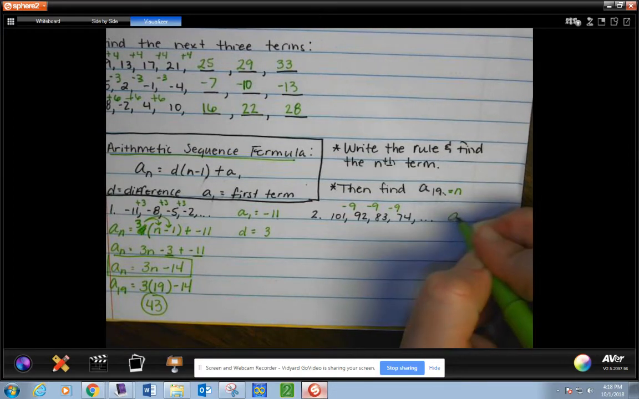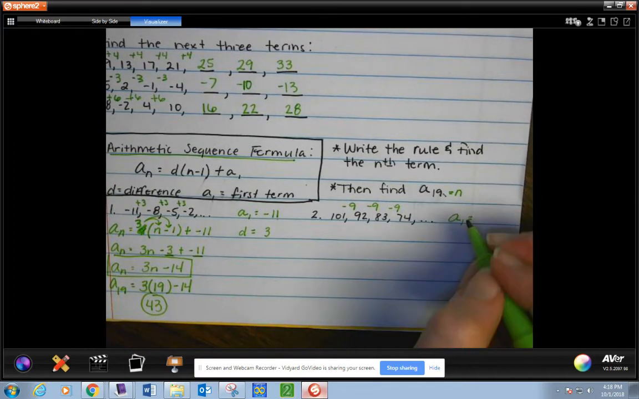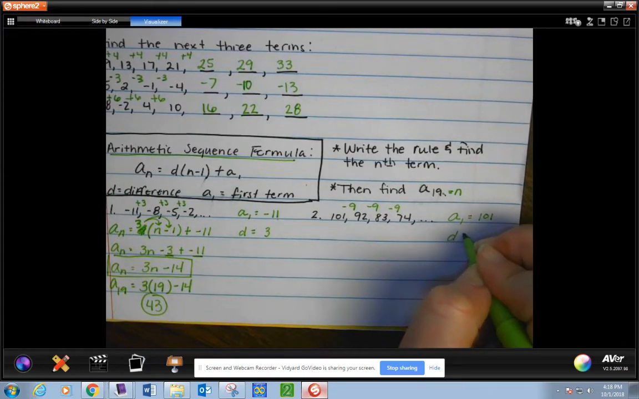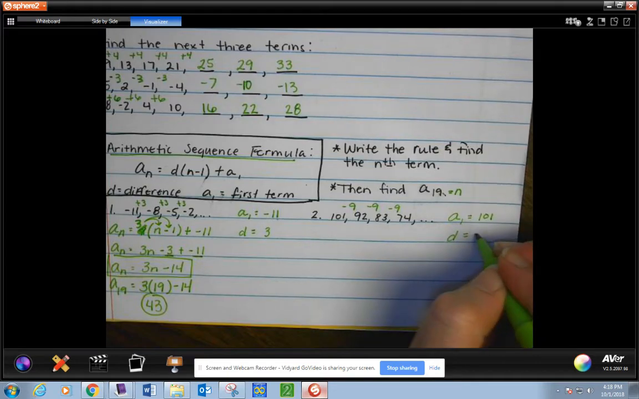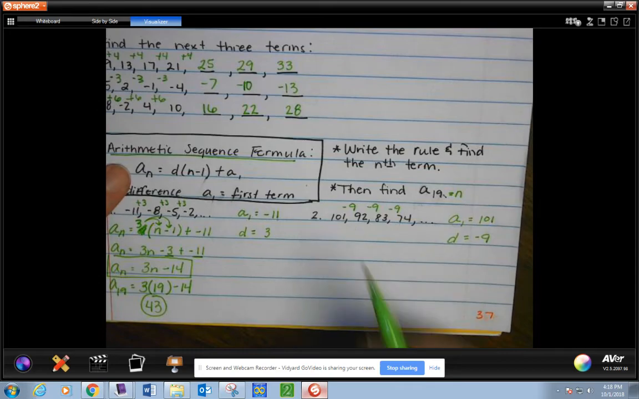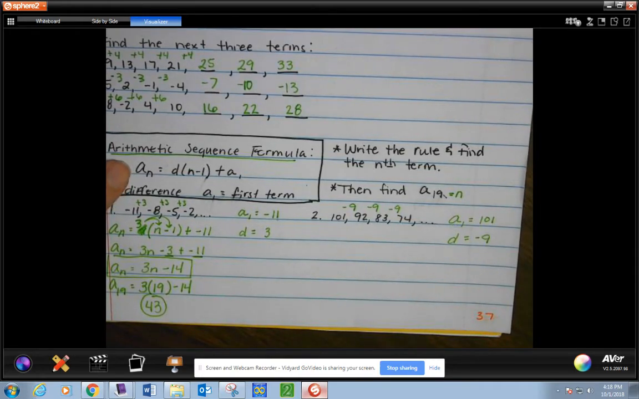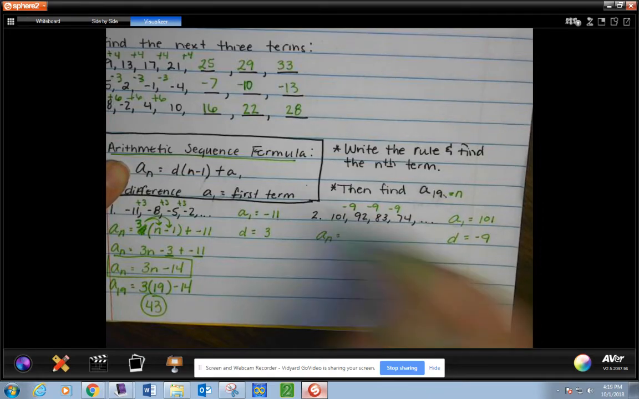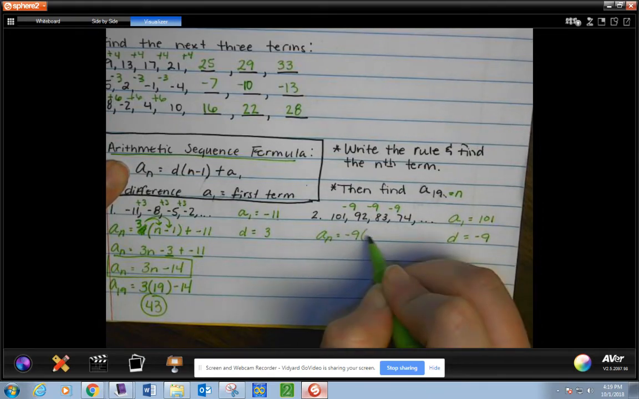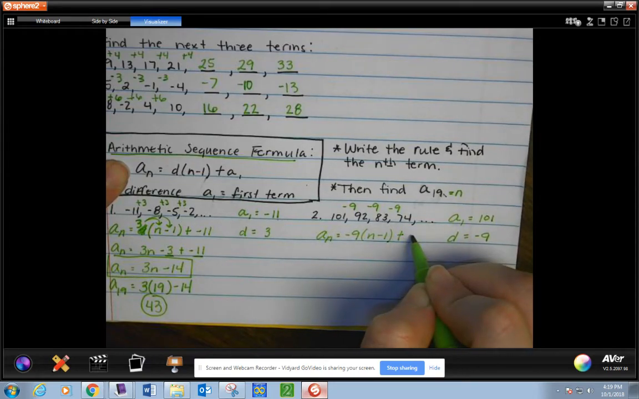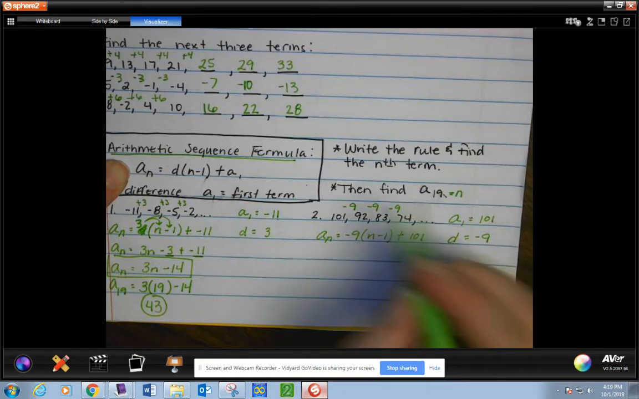So the first thing I need you to tell me is your A sub 1, your first term. Your first term is 101. And then the next thing I need you to tell me is what your difference is, and your difference was negative 9. From here, we're just going to plug this rule in right here, and we're going to keep A sub n equals, instead of having d, we're going to put negative 9, open parentheses, n minus 1. And then we're going to do plus, and A sub 1 is 101. From here, you just need to distribute and solve.